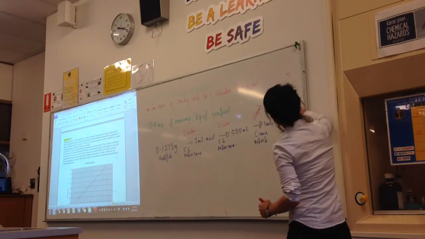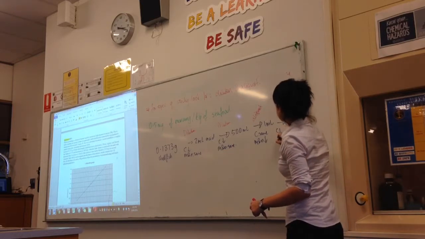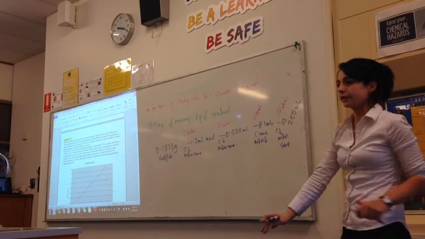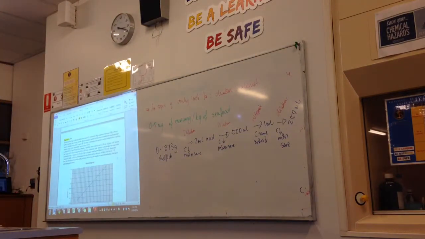Dilution to 250 mil. Concentration decreases, mass and moles the same. This is very good for you to write out. This doesn't take very long, and the more you do, the quicker it will become.